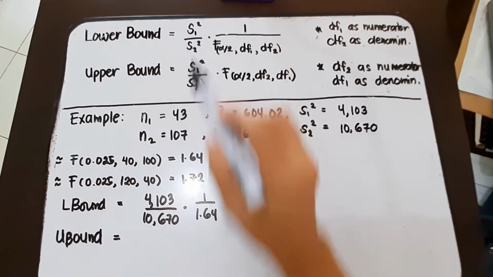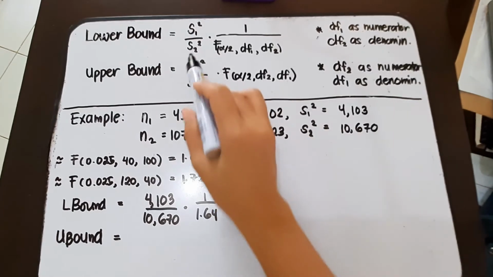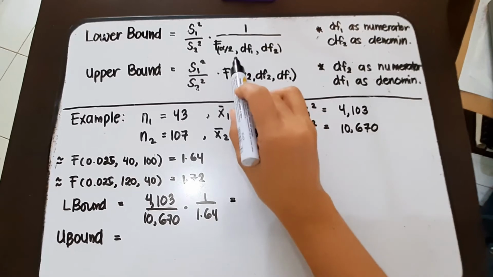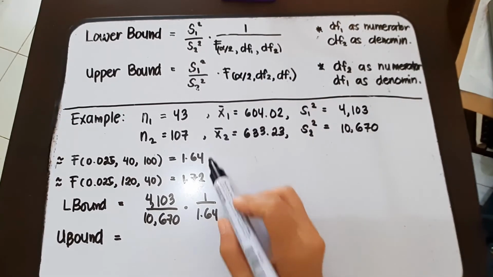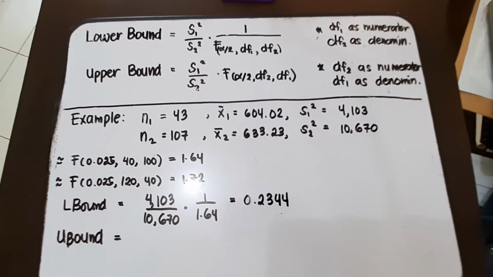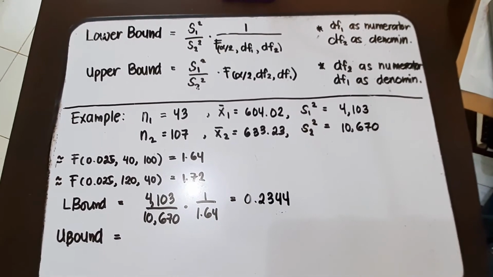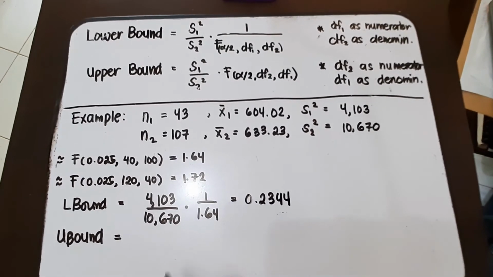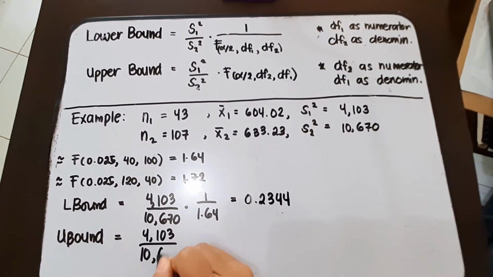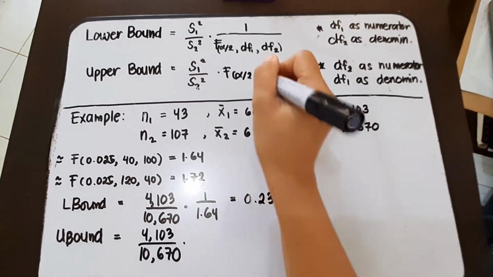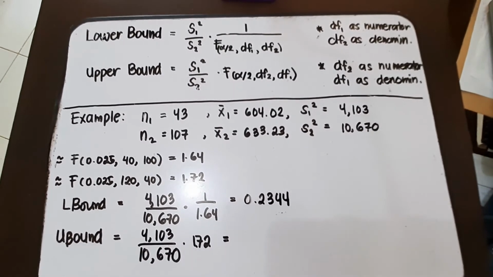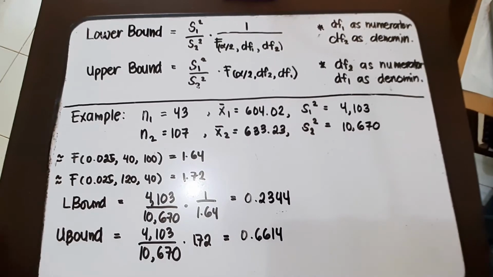So for the first variance, we have 4,103, and the second variance is 10,670, multiplied by 1 over this critical value 1.64, and thus we have our answer as 0.2344. So to get the upper bound, still we have 4,103 divided by 10,670 multiplied by our F critical, which is 1.72, and thus we have an answer of 0.6614.